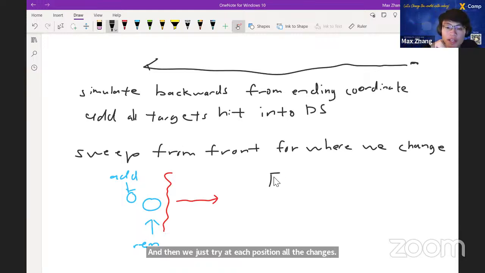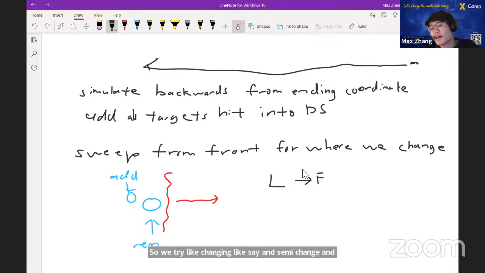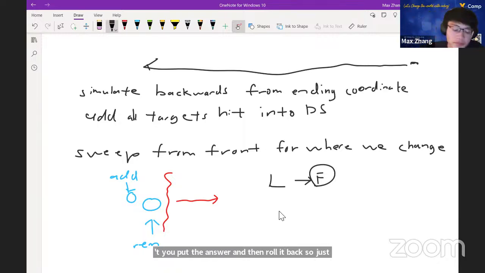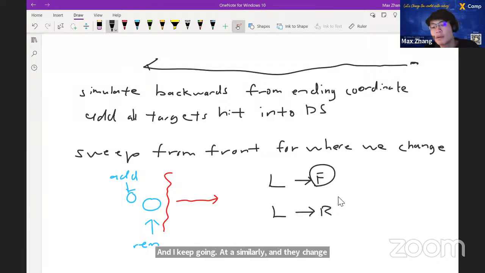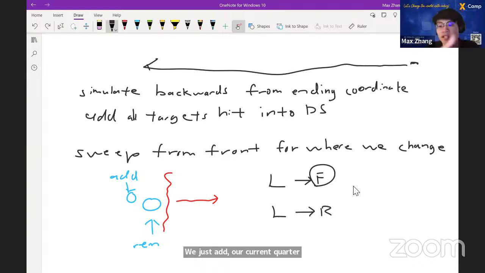So say we change an L to an F. What we can do is add these coordinates to the black box data structure, query the data structure for the answer, and then roll it back. So just remove it from the data structure, and then keep going. Similarly, if we change L to R, in this case there's no adding to the data structure. But if we change an L to an F, we can just add our current coordinate to the data structure, check the answer, take the maximum with the current answer so far, and then roll it back and keep sweeping.